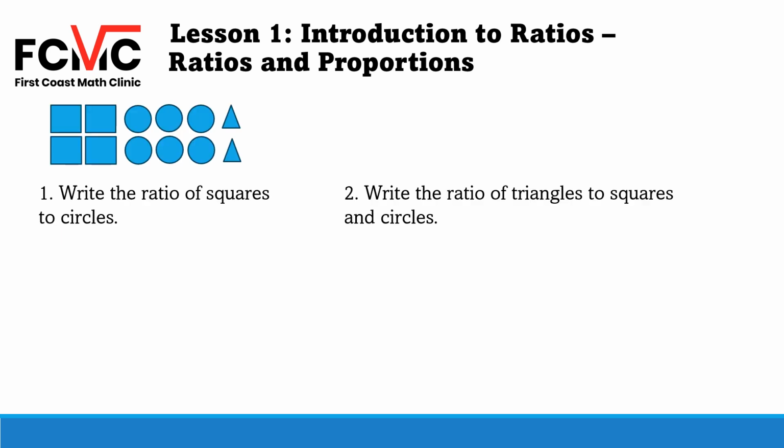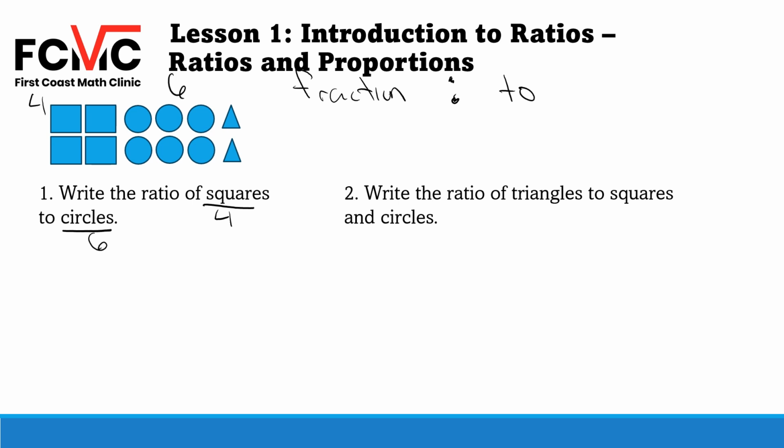So for number 1, we want to write the ratio of squares to circles. Our ratio is going to be squares to circles, and we know that we can write our ratio in 3 different ways: as a fraction, using the colon, or using the word "to". How many squares do we have? We notice we've got 4 squares, and 6 circles.